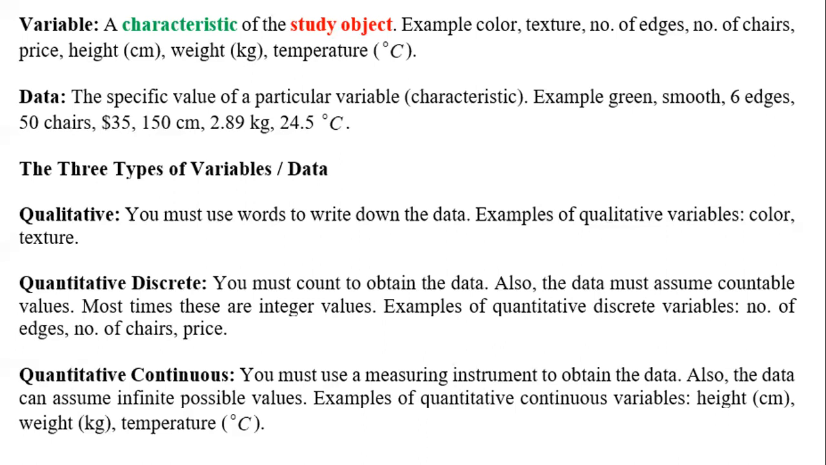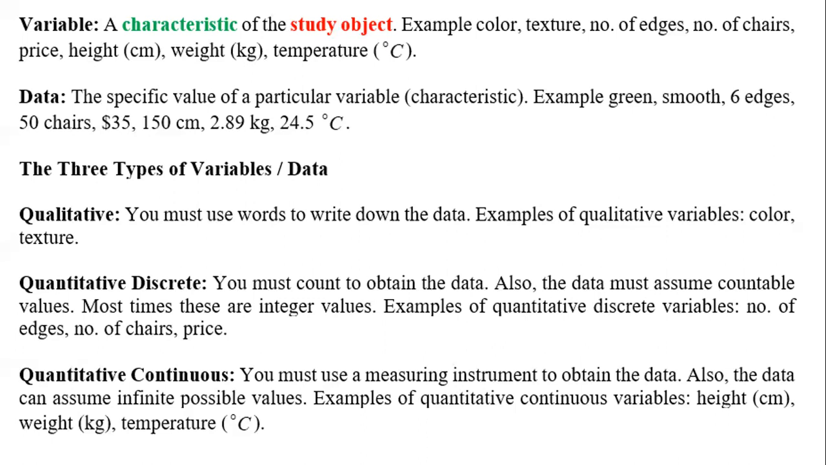Quantitative discrete, now you must count to obtain the data. Also, the data must assume countable values. Most times these are integer values, whole numbers. Examples of quantitative discrete variables: number of edges, 6 edges. You have to count. Number of chairs, 50 chairs. You have to count. Price, $35. You have to count. So that's quantitative discrete.